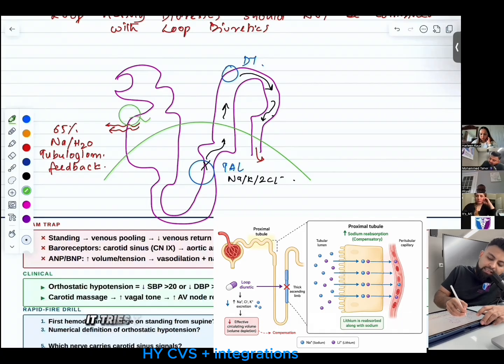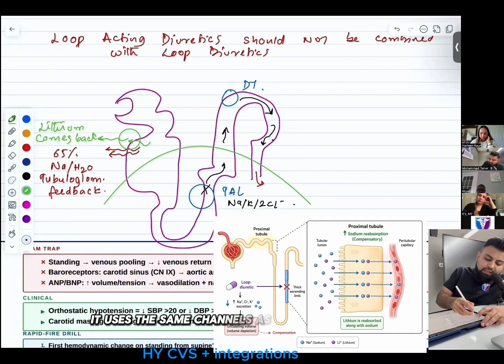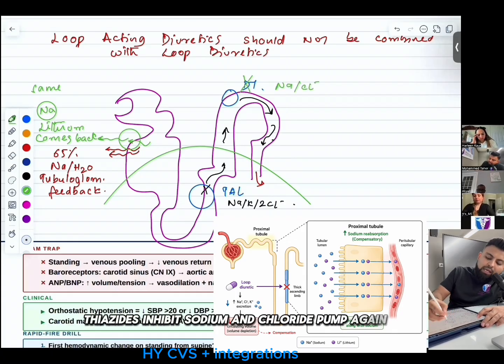What it does, it tries to gain access to these particular cells and it comes back into the body. So as the lithium comes back into the body, right, that means you're not clearing the lithium. It uses the same channels as sodium channels. Lithium uses the same channels as sodium. Same way, if you give thiazide diuretics, thiazides inhibit the sodium and chloride pump. Again, sodium is lost. Lithium uses the same channels and comes back into the body.